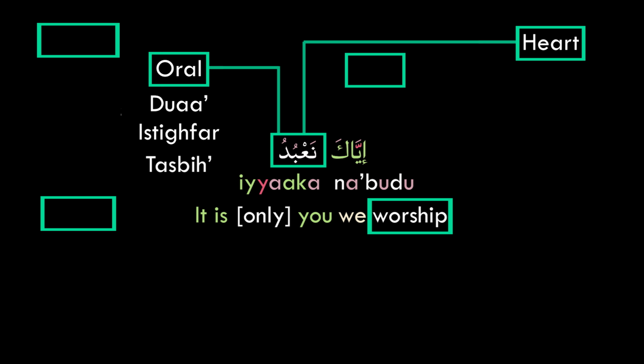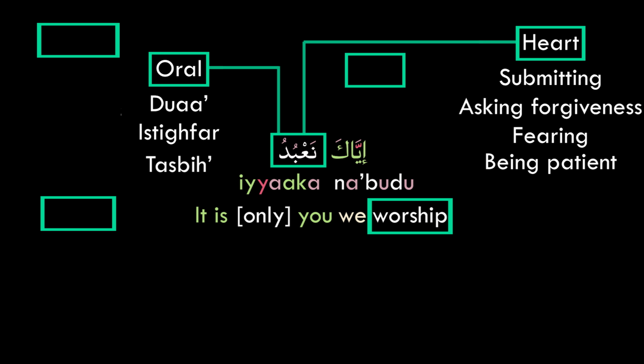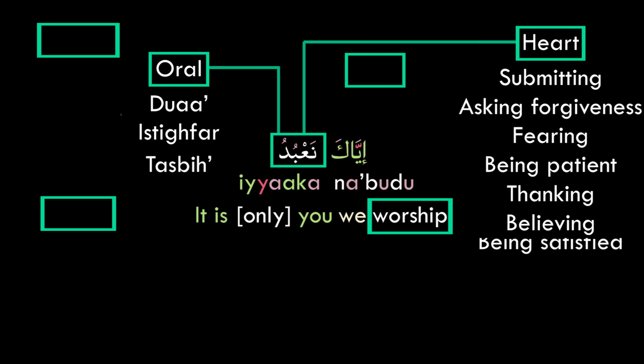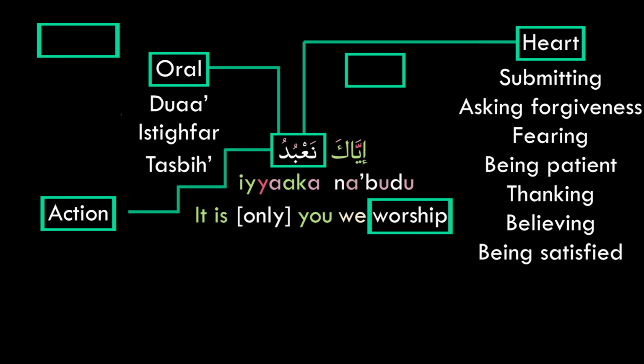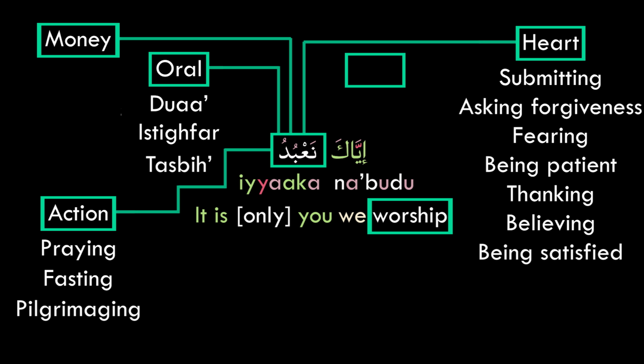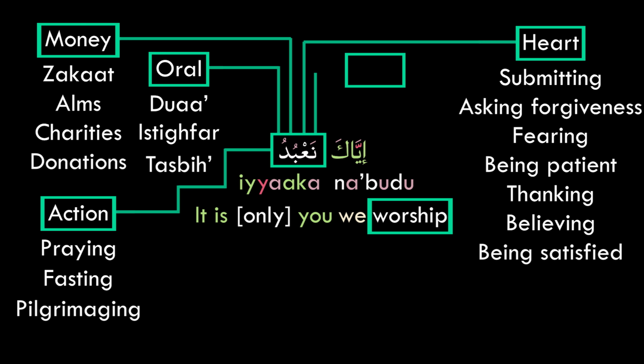Second, by heart, meaning submitting to Him by good intention, asking Him for forgiveness, fearing Him, being patient with what He decides, thanking Him, believing in Him, being satisfied with everything He does, and so on. Third, by action, meaning praying, fasting, and doing pilgrimage if it is possible. Fourth, by money, meaning giving zakat, alms, charities, and donations. And fifth, by body, meaning jihad.